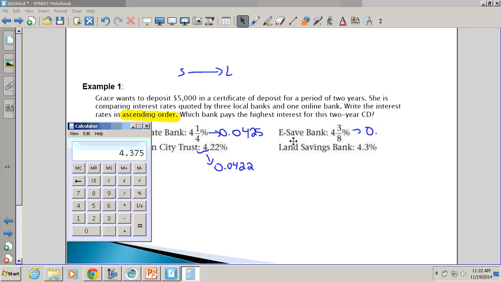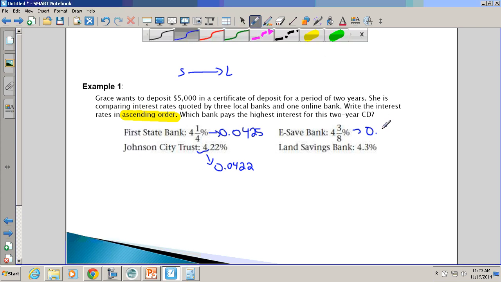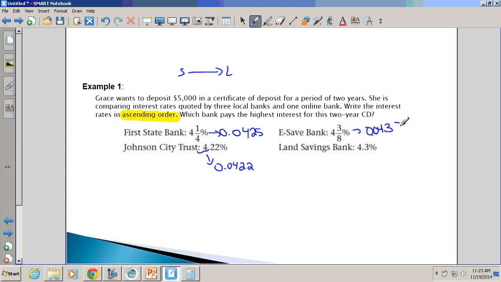So now I have to convert that to a decimal by moving the decimal place two places to the left. It's already a decimal, so I don't want you to get confused. What I'm really doing is taking it out of a percent. So I'll move it two places to the left: 0.04375. Okay, now I'm going to take Land Savings Bank, 4.3%. Again, I'm just going to move the decimal two places to the left. So I have a 0, a 4, and I bring down that 3.